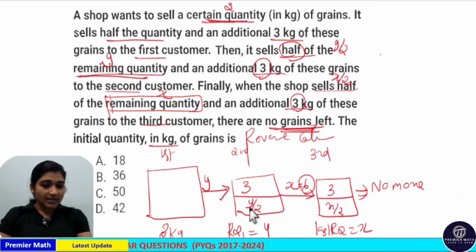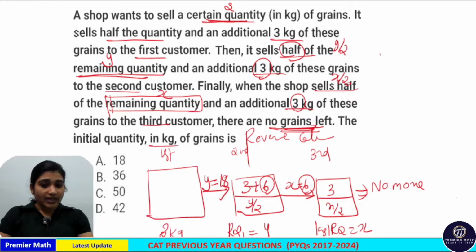So I can say y by 2 plus 3 plus 6 kilograms represents y, because he is transferring y by 2 plus 3 to the second customer, then he is left with 6 kilograms. So y by 2 plus 3 plus 6 represents y kilograms. So y by 2 is 9, which means y is equal to 18.